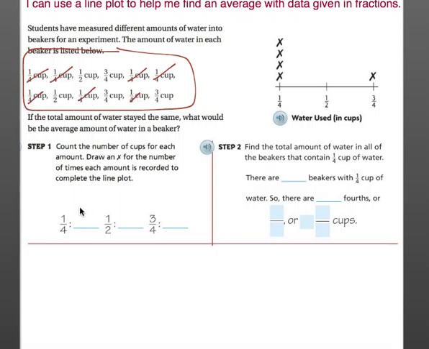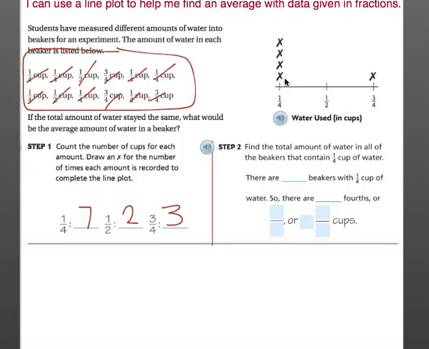So I had 7 beakers that had 1/4 cups of water in there. Now I need to count 1/2. 1, 2. I had 2 beakers that had 1/2 cups of water, and then 3/4, I had 1, 2, 3. So 3 3/4. And if I were to add 7 plus 2 is 9, 9 plus 3 is 12. And remember, I had 12 beakers, so I have all my beakers accounted for.